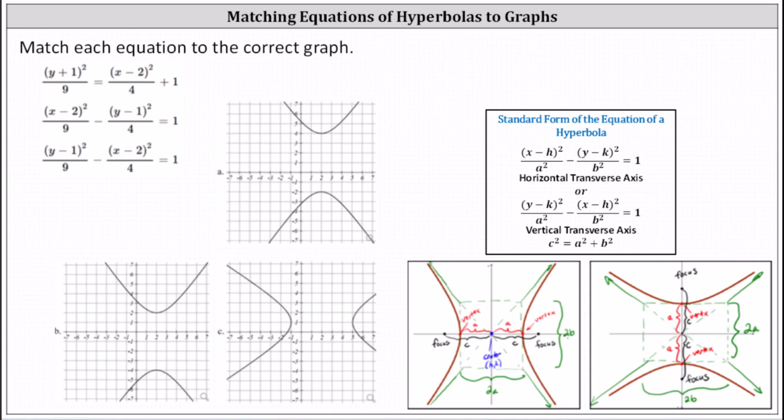Match each equation to the correct graph. Let's first take a look at the notes. When we have an equation of a hyperbola in standard form, as shown here, if we have the x part minus the y part, the hyperbola has a horizontal transverse axis.